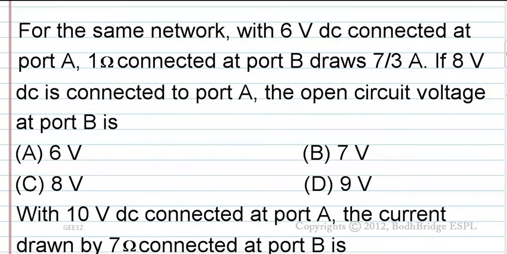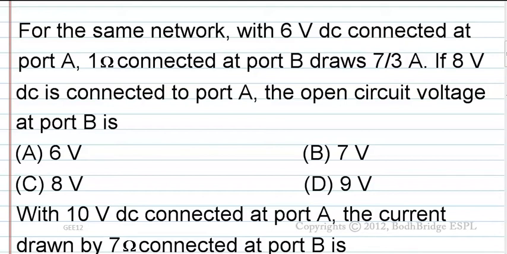First question, for the same network with 6 volt DC connected at port A, 1 ohm connected at port B draws 7/3 amperes. If 8 volts DC is connected to port A, the open circuit voltage at port B is. Options are A 6 volts, B 7 volts, C 8 volts, D 9 volts.